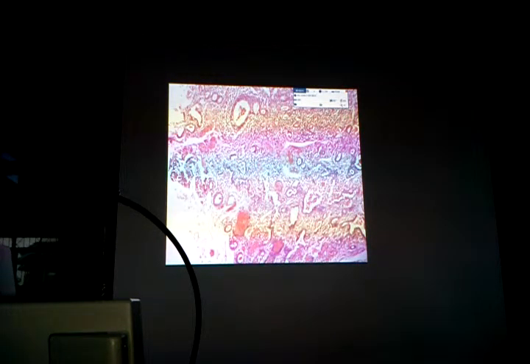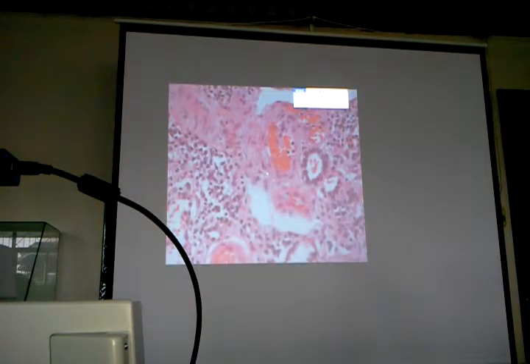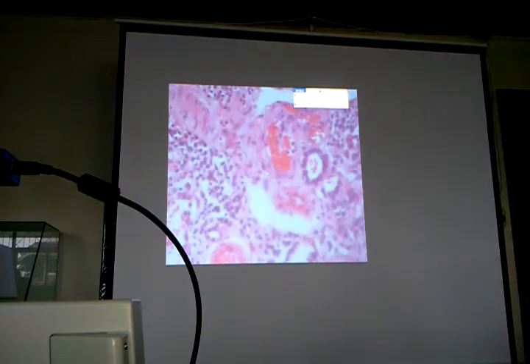That is why that area is reddish, because of the presence of the newly formed blood vessels via the process of, what is the specific name for new blood vessel formation? Angiogenesis.